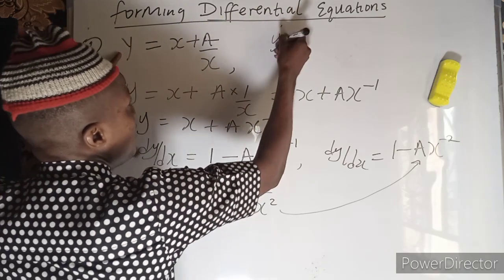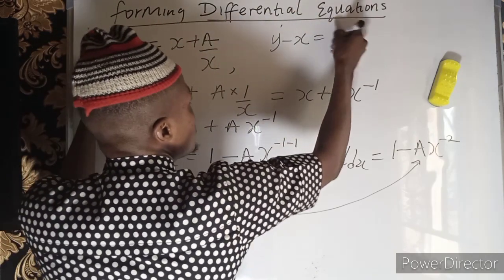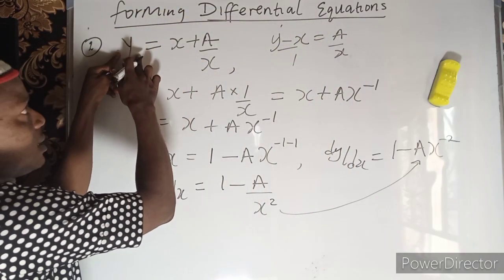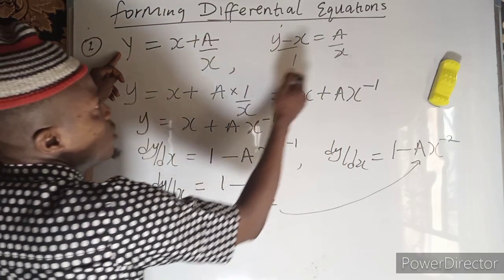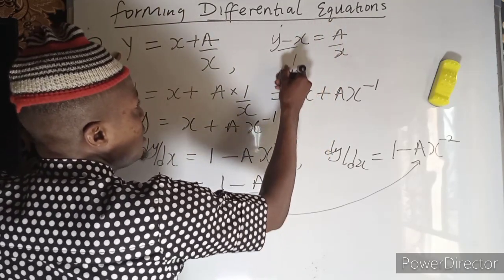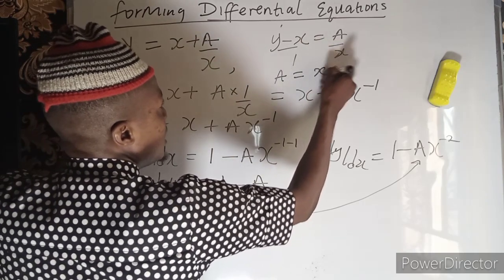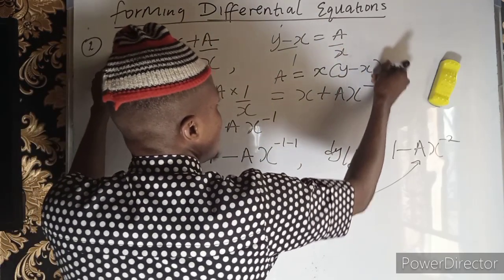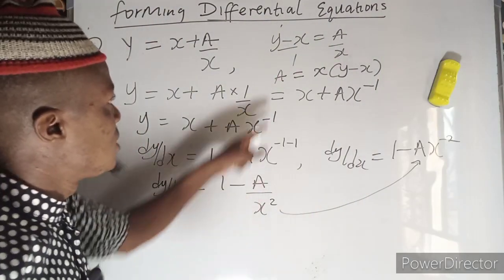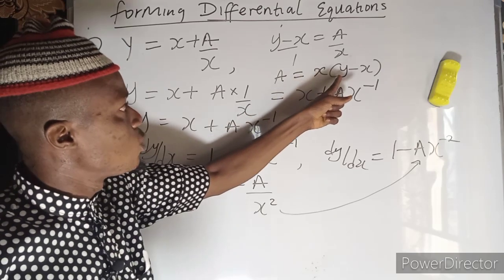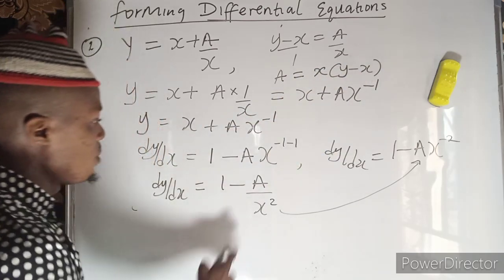So I have y minus x equals a over x. I brought this x here, so it turns to negative, remaining a over x. So if I cross multiply now, I will make a the subject. A times 1 will give me a equals, this x is multiplying y minus x, so I have x times y minus x. Okay, this is now the value of a. So coming here, wherever I see a, I will now put x into y minus x. So I will plug it in here.